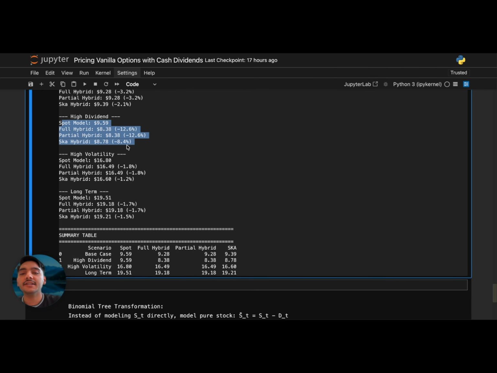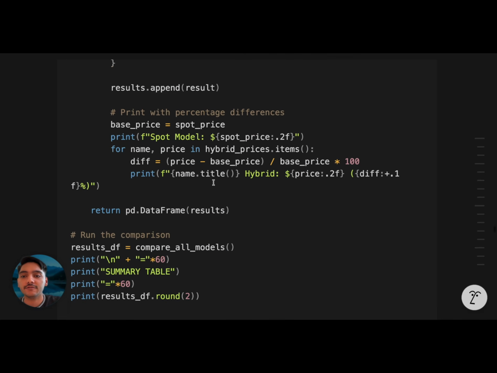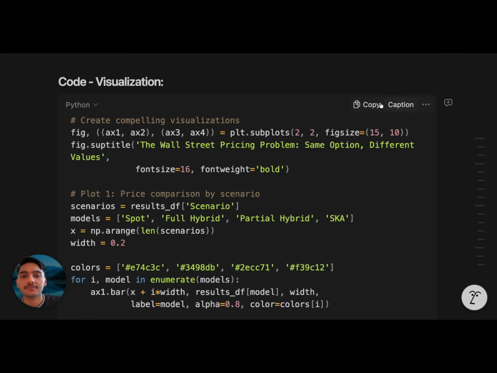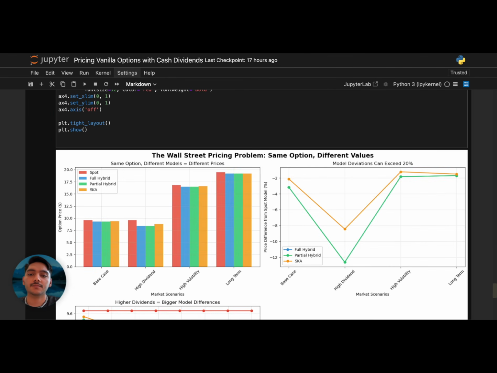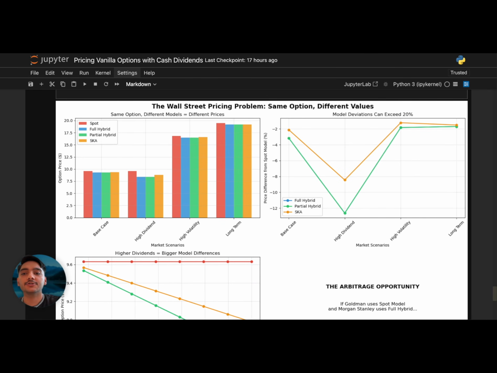This is happening in the real markets every day. When Tesla pays a dividend, when Apple adjusts its payout, when any dividend paying stock trades options, different firms are getting different values using different models. So let me visualize the code. So as you can see, the same option has different values.